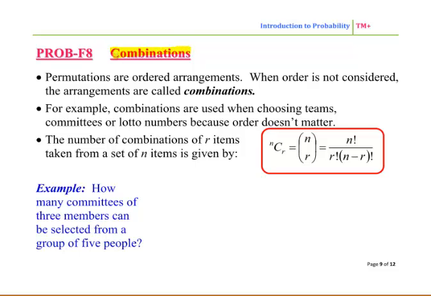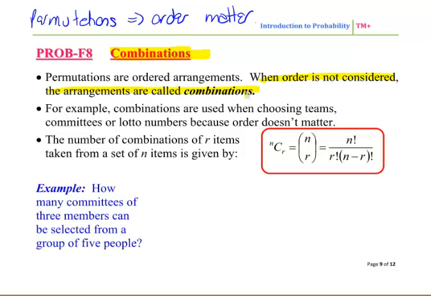Now look at combinations. The thing to remember is that with permutations, order mattered. So AB was different from BA. With combinations, order doesn't matter. When order is not considered, the arrangements are called combinations. So if I just wanted to select a committee of 2, AB is the same as BA. So we're using combinations when we're choosing teams, committees, lotto numbers, where the order doesn't matter.